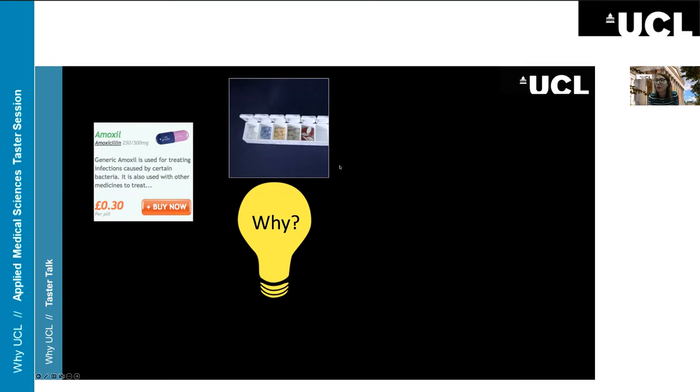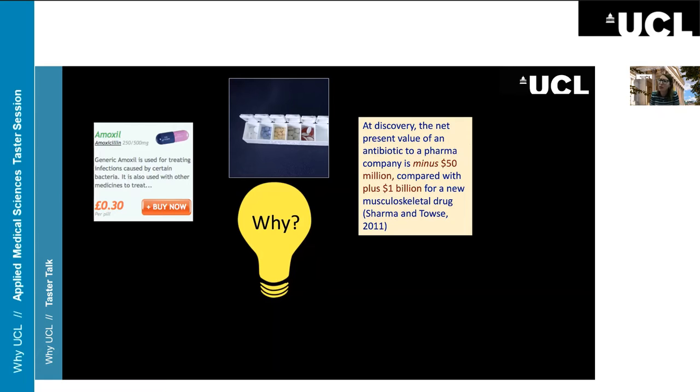Similarly, if you're on beta blockers or a statin, you take it every day. But if you have an infection, you might take antibiotics only once every 3 years. So again, it's not going to sell a lot of pills. And then if you do decide to devote yourself to antibiotics, it's really hard to make a decent antibiotic. In fact, it's usually like minus $50 million if you try to make one, because it usually doesn't work. Whereas if you make a successful musculoskeletal drug, you could make a $1 billion profit.